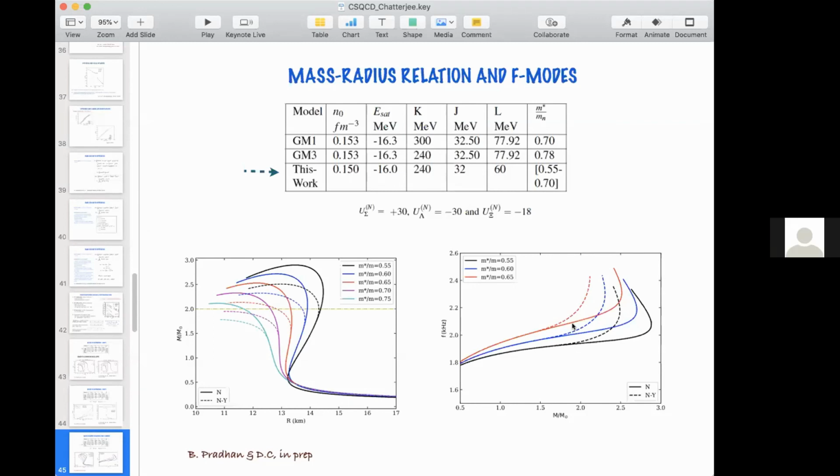So at this point, I will add one question. Why are you only interested in F modes? I mean, why not the other modes? Well, the F modes are among the first to be excited, because these are the lowest order modes, lowest frequency modes.